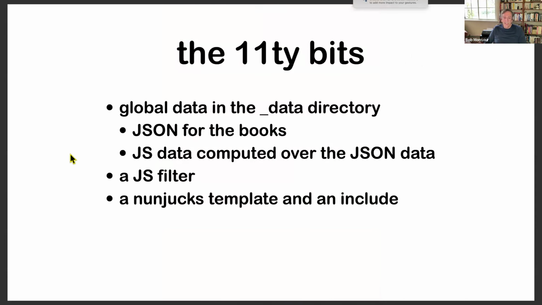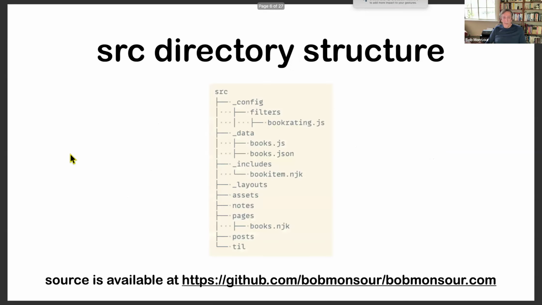So the 11ty bits, there's a handful of things. There's global data in the data directory. I've got a JSON file with an array of entries for each of the books, and I'll show you what those look like. I've got a JavaScript data file that does computations over that data to generate some of the data that's used in the template. And there's a filter that I use to generate the star rating. And then lastly, a Nunjucks template for the book page itself, and then an include for the various sections that is a per book item, given that there are those three distinct sections.